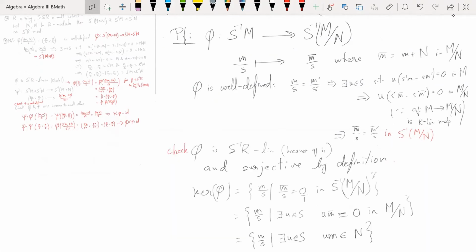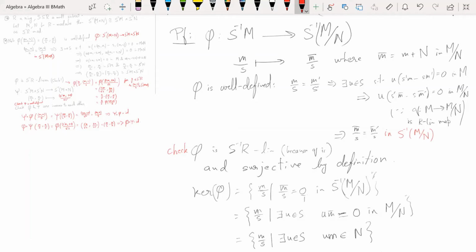And this is also surjective by definition, because if you have something in S inverse M mod N, then it typically looks like M bar over S for some M in M. And its preimage is precisely M over S. So surjectivity is also immediate. So now we just compute the kernel.